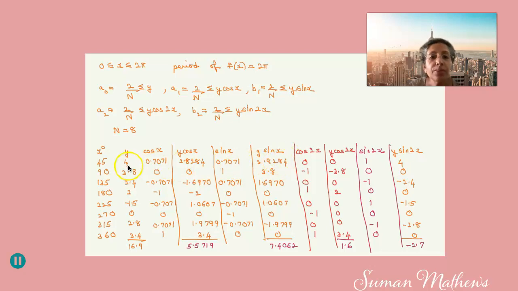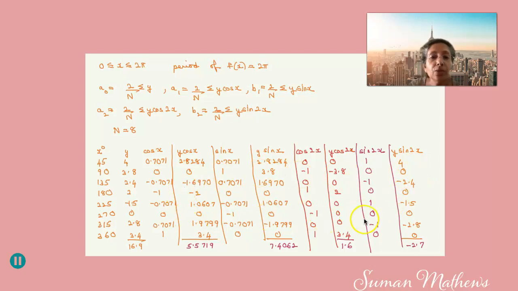y sin x will be 4 into 0.7071, that is 2.8284. Cos 2x will be cos 90, which is 0. y cos 2x is 0. Sin 2x is sin 90, which is 1. And y sin 2x is 4 into 1, which is 4.